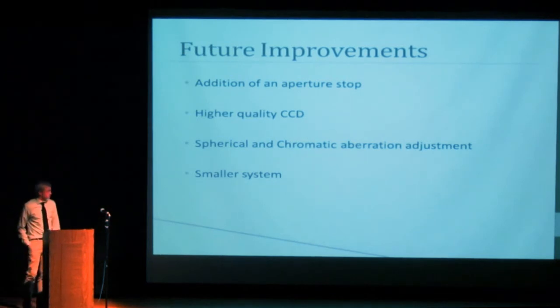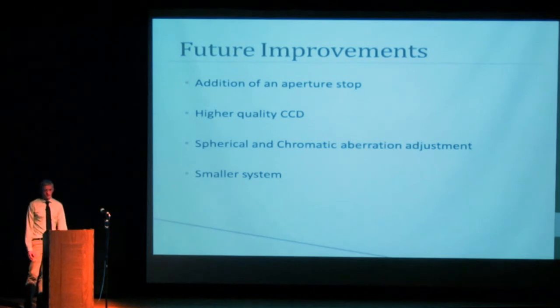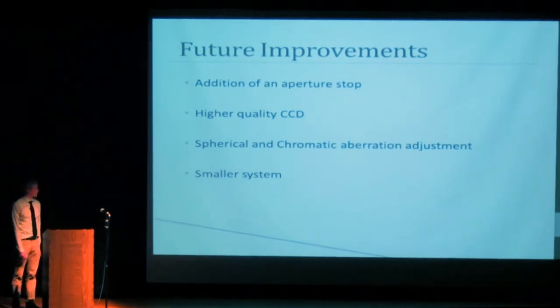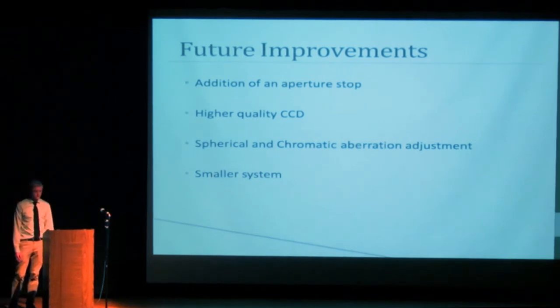In addition, a higher quality CCD could be used. I use a CCD from an old $30 security camera that I ordered in bulk online. I ordered like 3 of them just because they were cheap and they had a CCD that worked. But a higher quality CCD with higher resolution and customizable image timing could be used to demonstrate the effects I was talking about earlier. And lastly, spherical and chromatic aberration adjustments could be used.